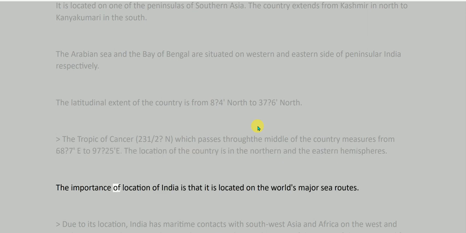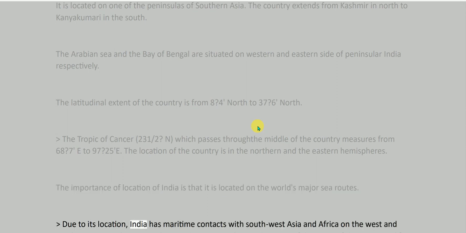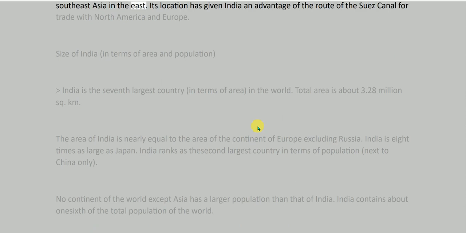The importance of the location of India is that it is located on the world's major sea routes. Due to its location, India has maritime contacts with Southwest Asia and Africa on the west and Southeast Asia in the east. Its location has given India an advantage of the route of the Suez Canal for trade with North America and Europe.